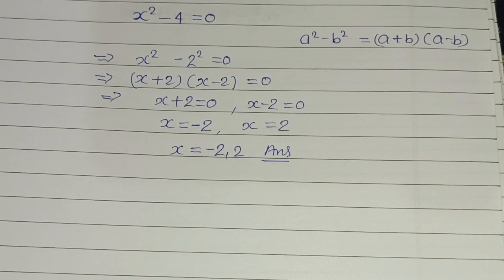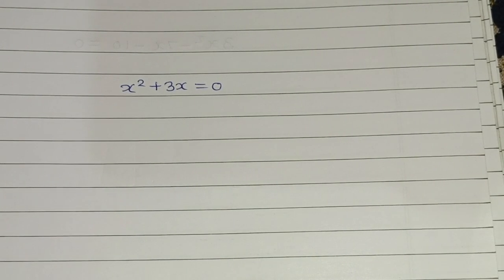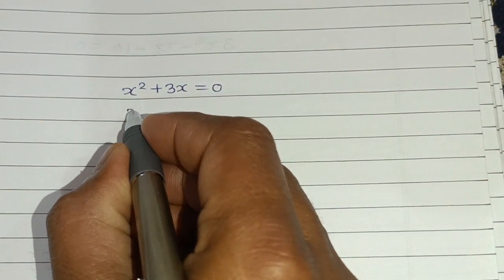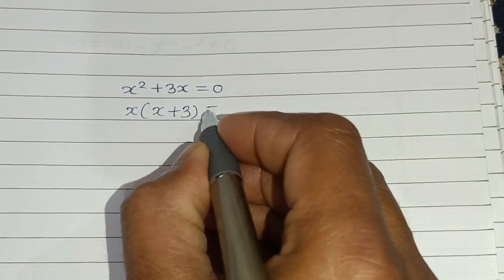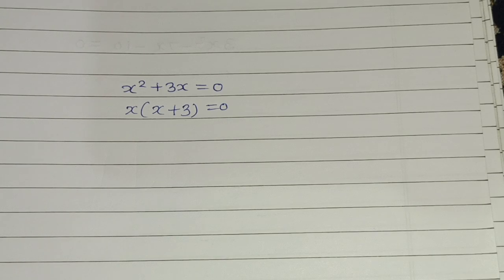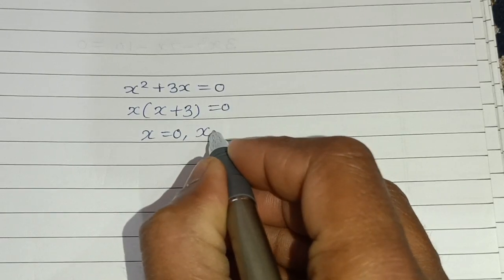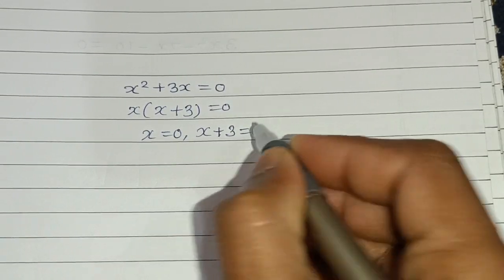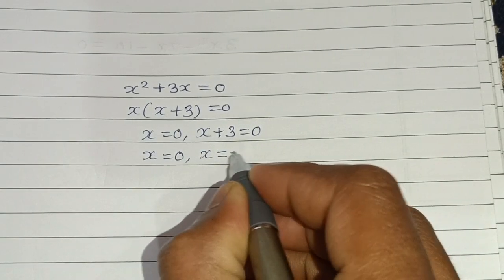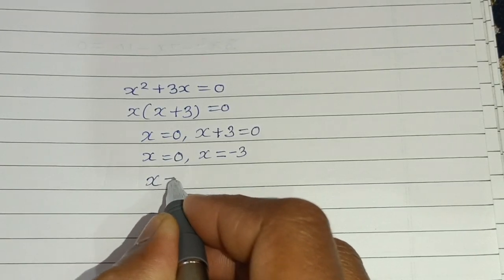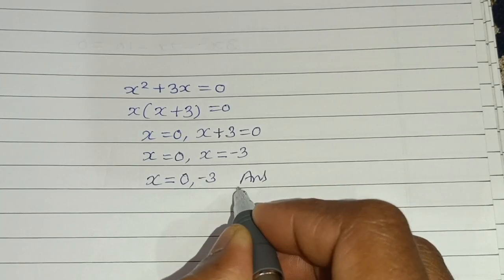Now next question. In this equation we will get common x, and x plus 3 is equal to 0. So x is equal to 0 and x plus 3 is equal to 0. So x equal to minus 3. So we have two values, first one 0 and minus 3, and that is answer.